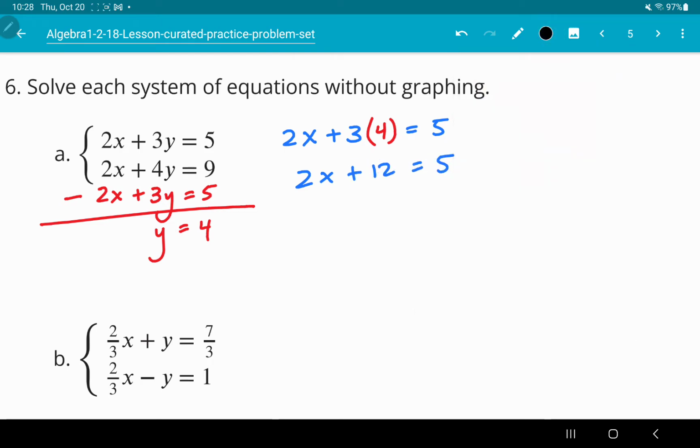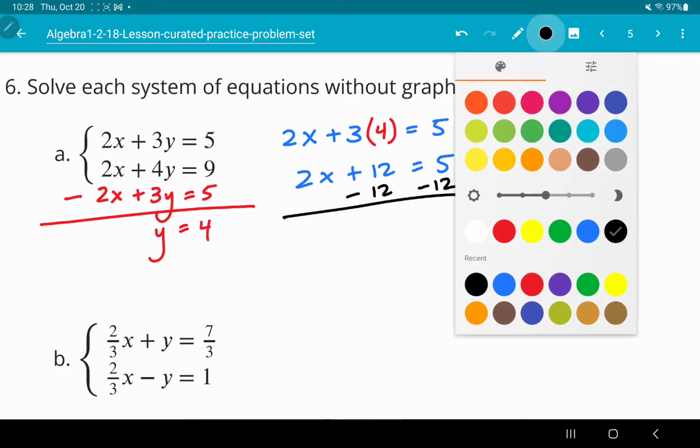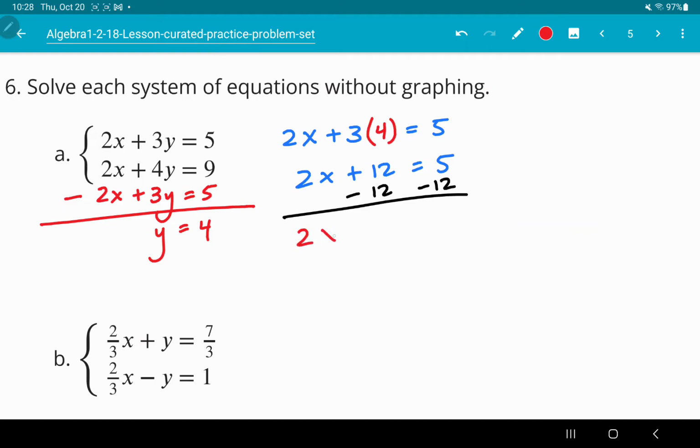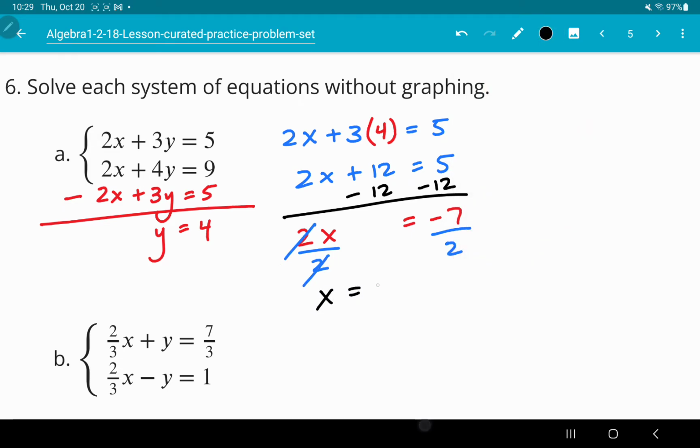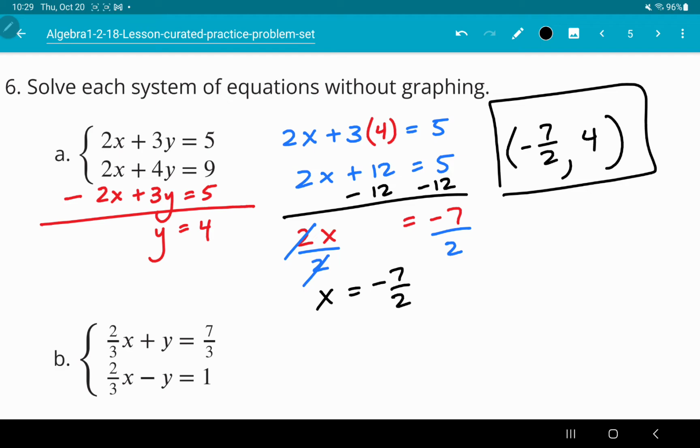Now we can subtract 12 from both sides. And we're going to get 2x. These cancel. We're going to get negative 7 here. And now we can divide by 2, so that these cancel, and then we will get as our x value, x equals negative 7 over 2. So our final solution should be written as a coordinate. We're going to have negative 7 over 2, comma, 4 as our solution to the first system.